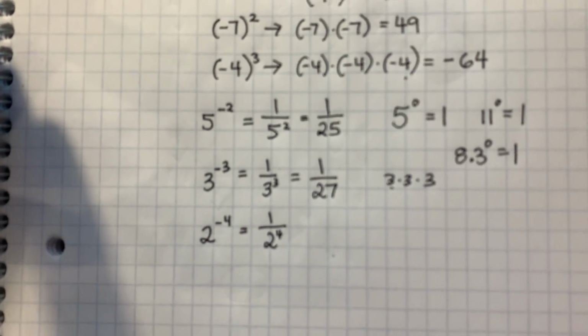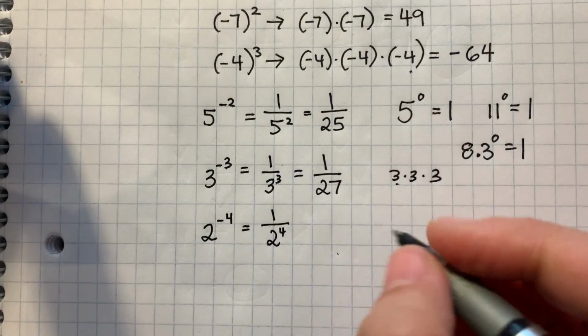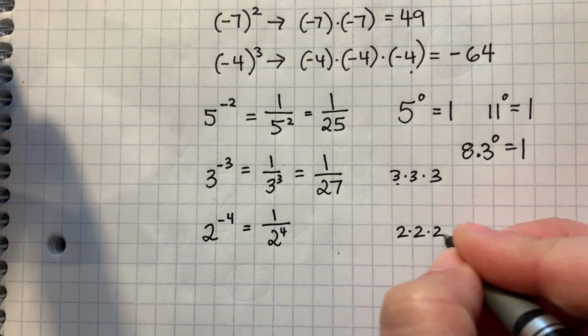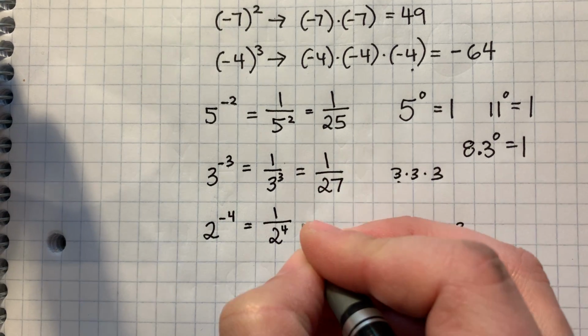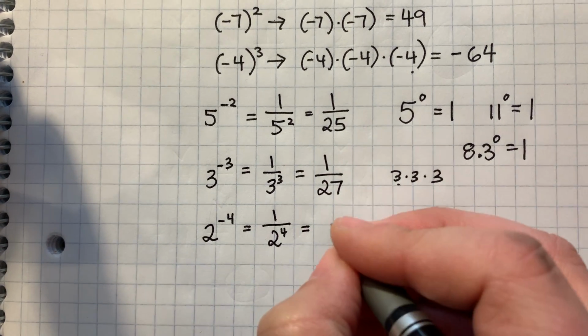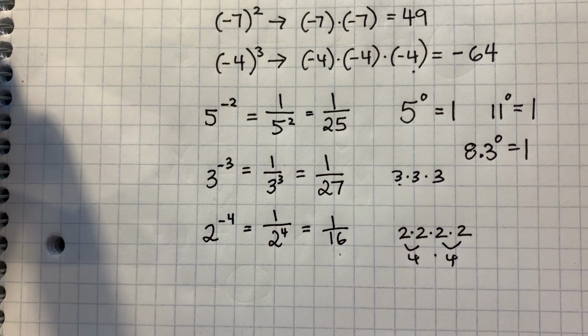Excellent. Okay. So 1 over 2 to the fourth power, 2 times 2 times 2 times 2. So we've got 4 times 4. So 2 to the negative fourth power is 1 over 16.